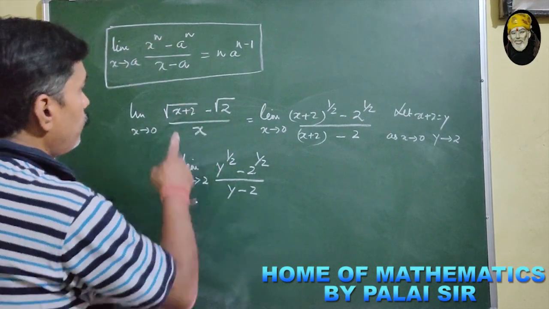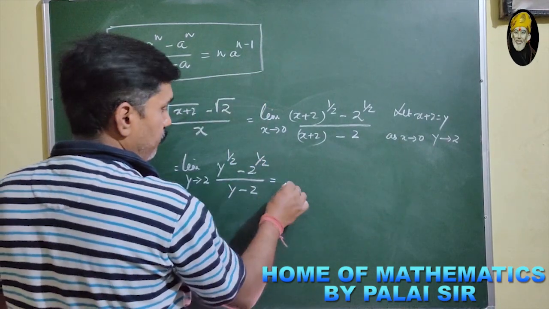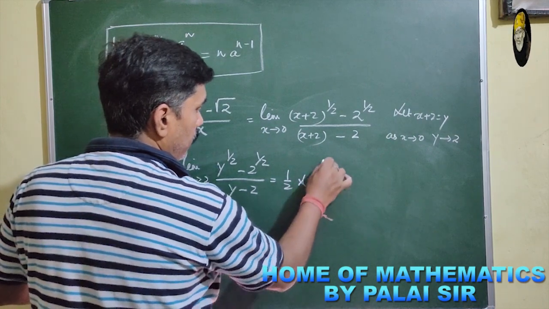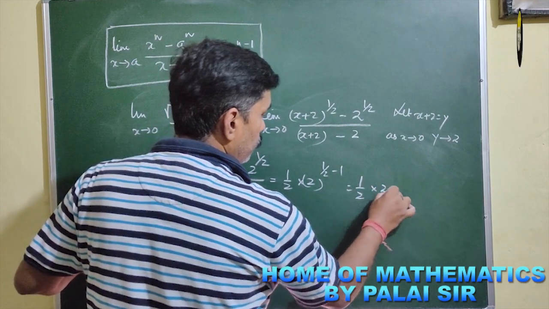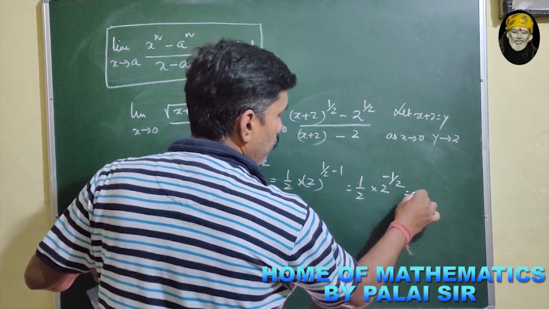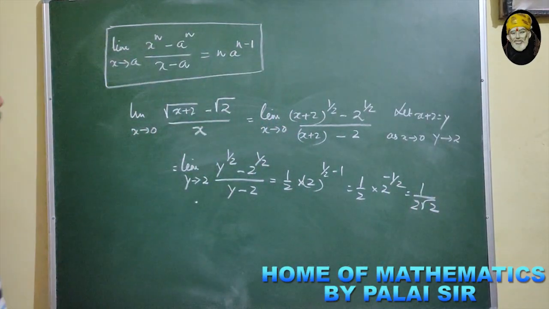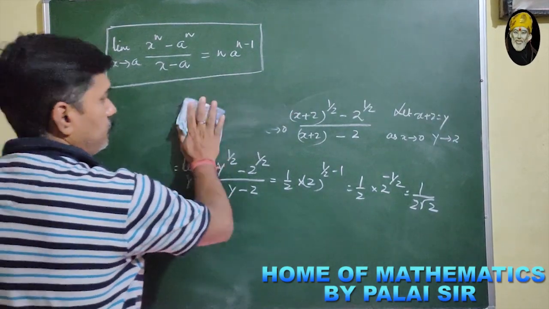So according to your formula, what is its value? n. n is how much? Half. Half into 2 to the power half minus 1. So it will be half into 2 to the power minus half, or you can say 1 by 2 root 2. This is your answer. Clear now? Like this we are taking other problems also.